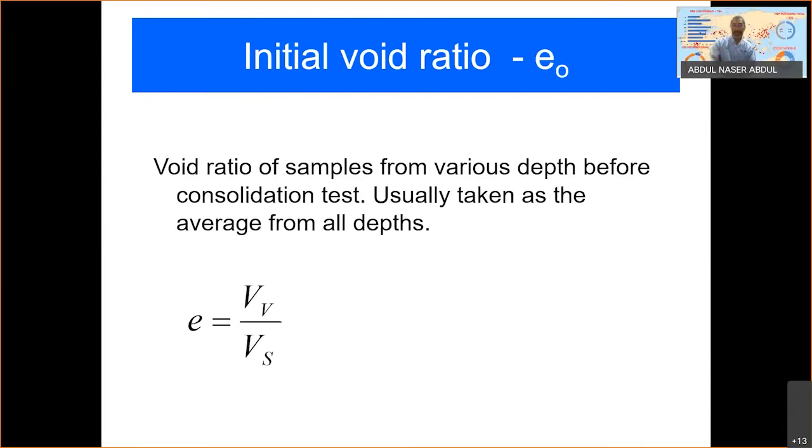So if there is sand, there's no need to take the sand for this test. So you're wasting your money. You pay the contractor for no use. You don't need to use the soil for this test. So the void ratio is the volume of void divided by the volume of solid. Remember? So this is the void ratio.